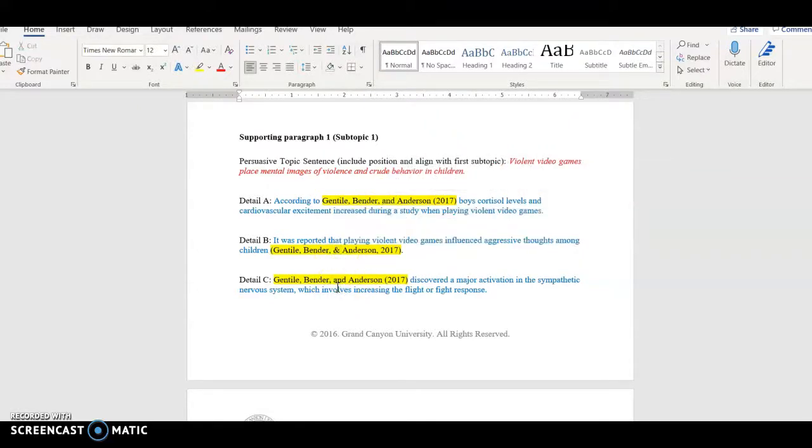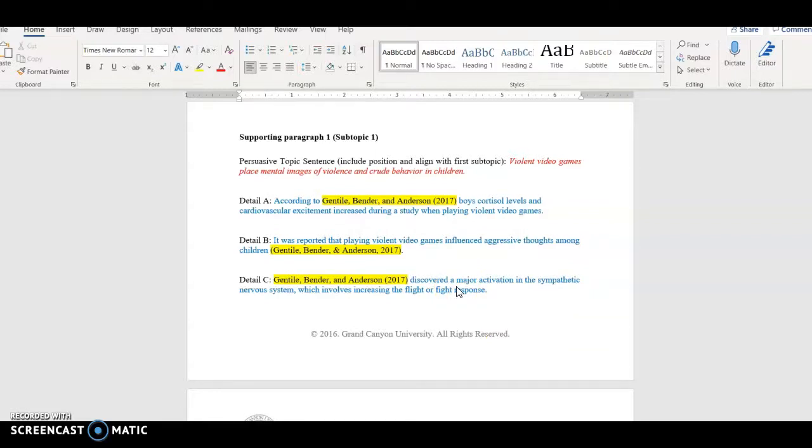Okay, so if I put "it was reported that playing violent video games," and I go on with that, I want to make sure I back that up with a citation. If I state "it was reported" and I don't have a citation, then that's not properly citing. There's no credit. You have to cite what you reference, and you have to reference what you cite.